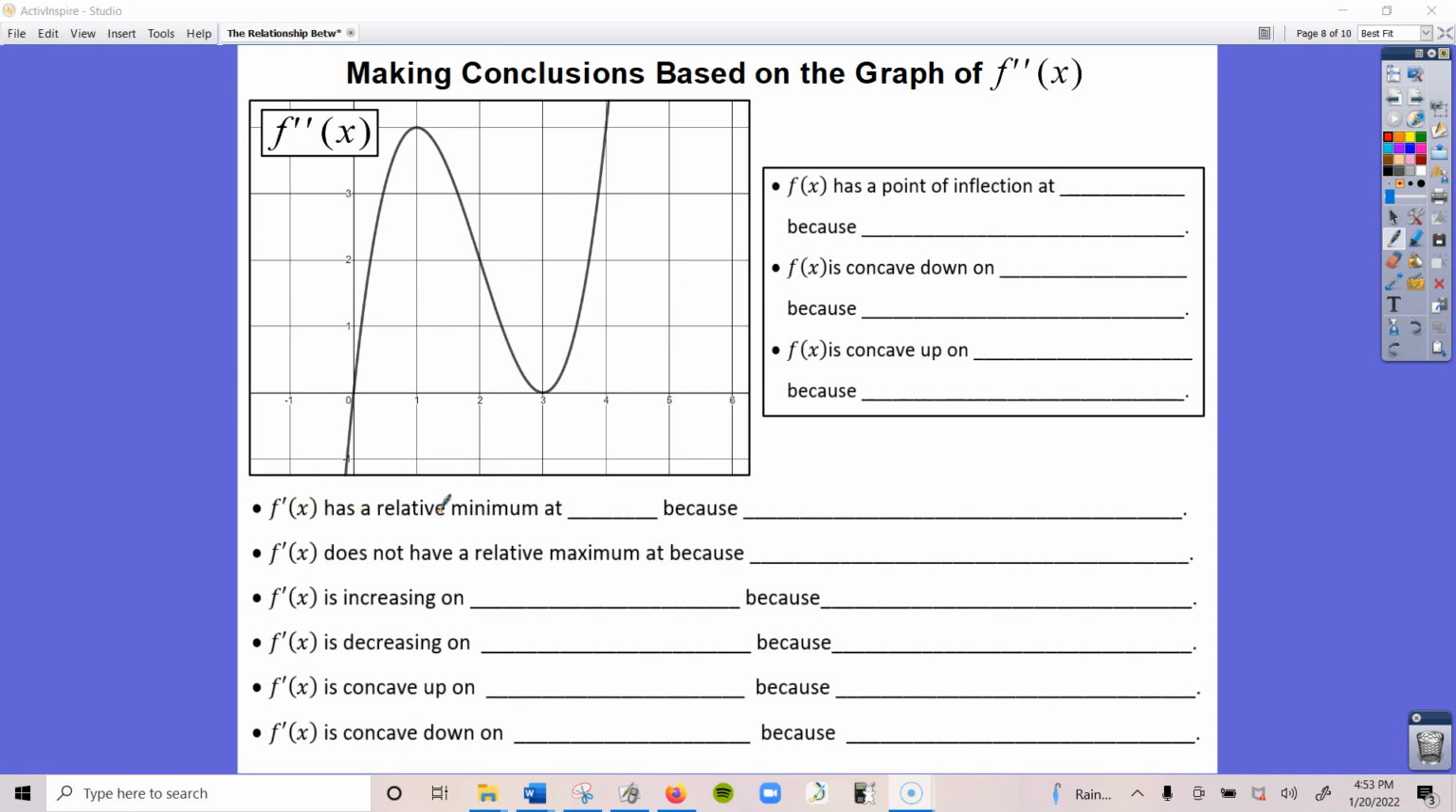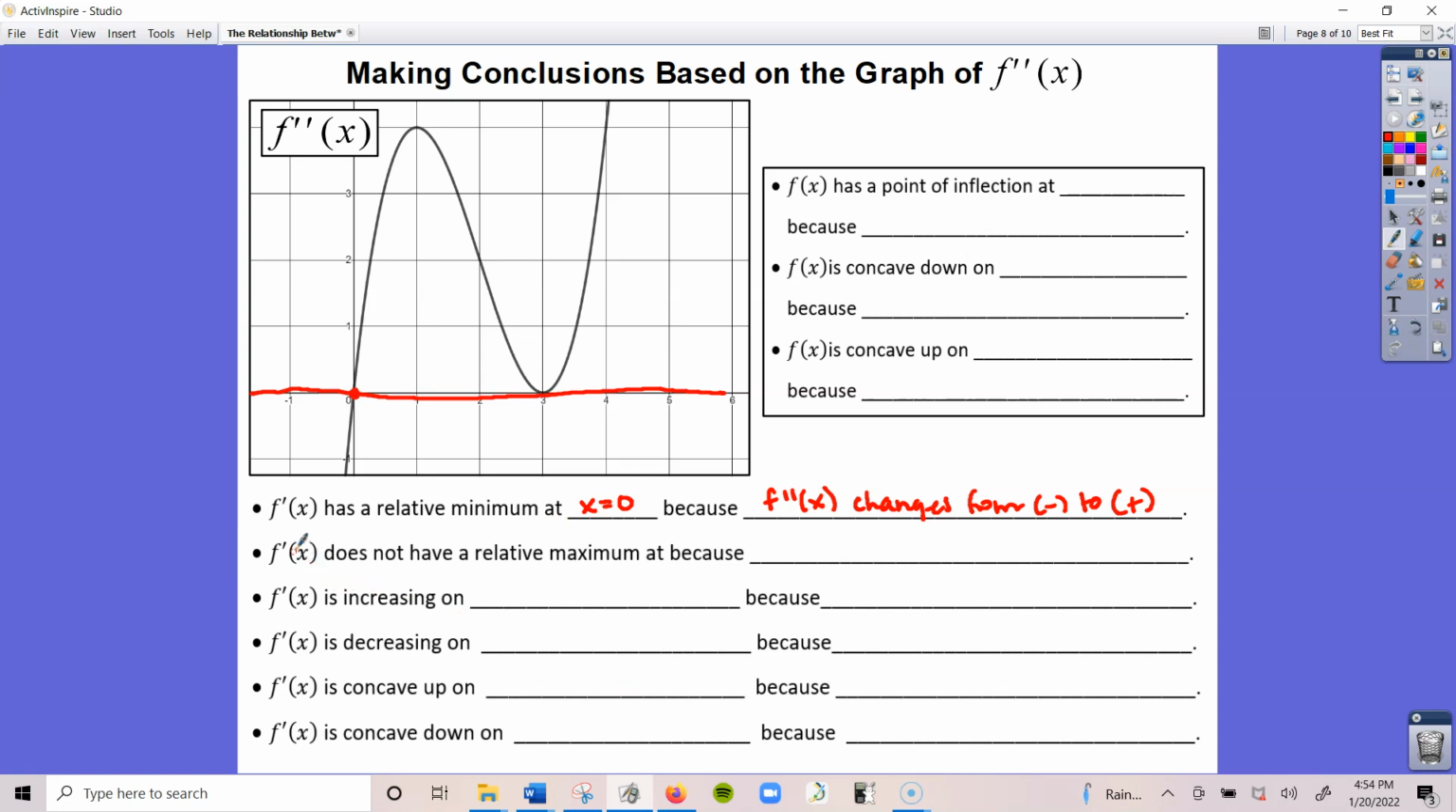F prime of x has a relative minimum at, so f prime of x will have a relative minimum if f double prime of x changes from negative to positive. So let's look at the graph. That only occurs when you have your x-axis and you have changing from negative to positive, so from below the x-axis to above the x-axis, which we have this one right here, which is at x is equal to 0.